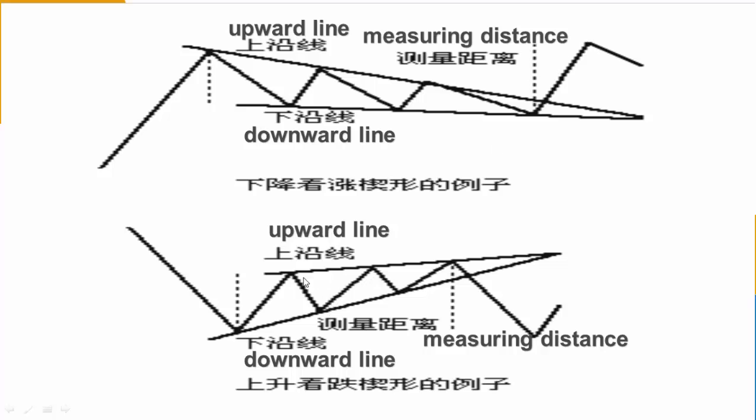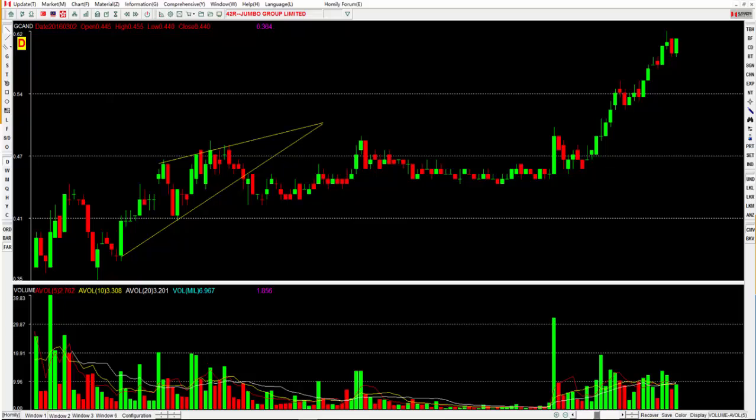Then we can see the next one, this ascending wedge pattern, okay? The upward line, downward line, and we can measure the distance. It's the same. We can click this one. We can choose this one to calculate. Then we can draw the parallel line. Then we know where the next target price is. Okay, so this is the descending and ascending wedge.